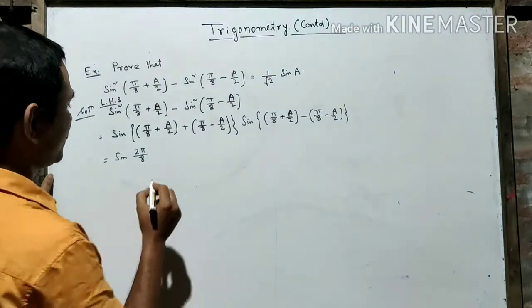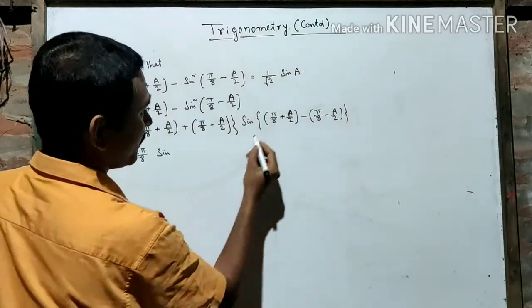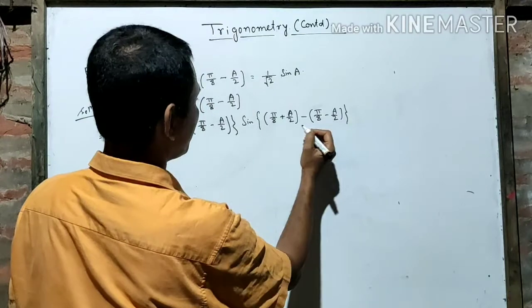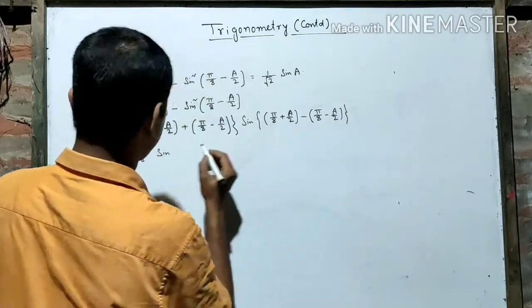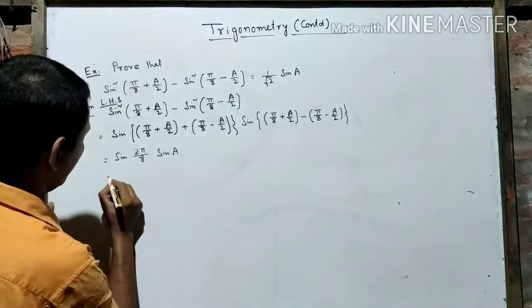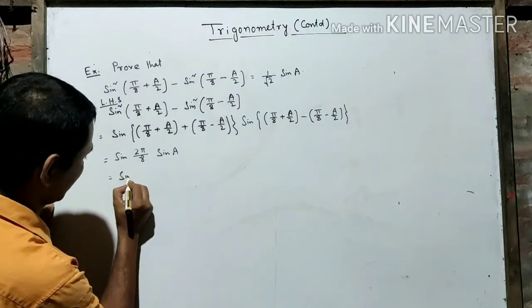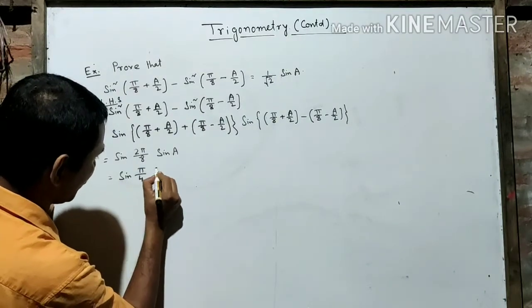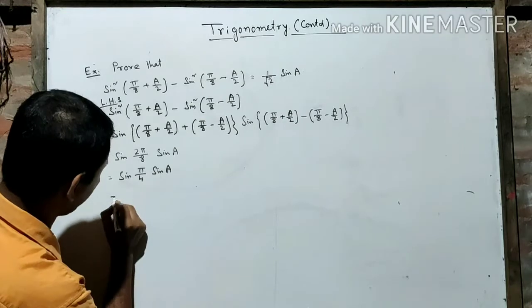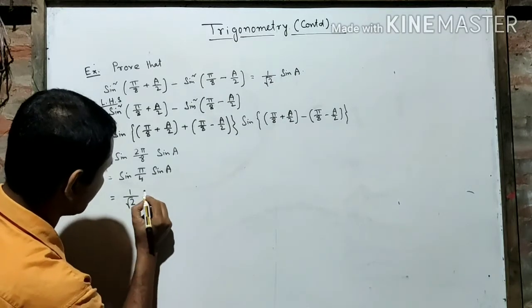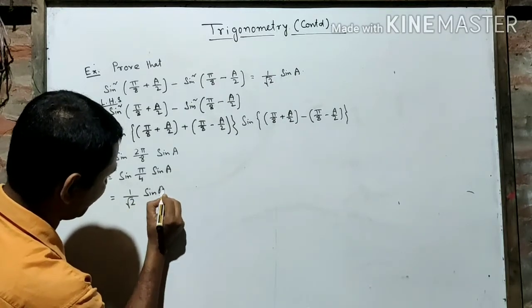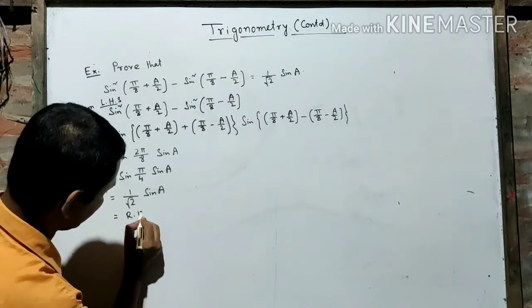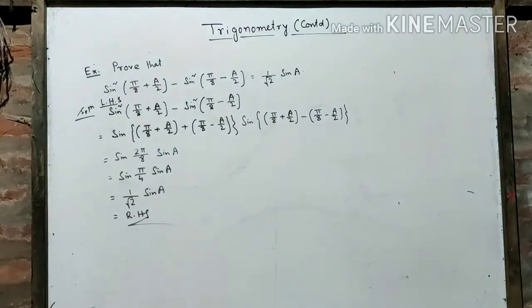2 pi by 8 into sine pi by 8 is cancelled. A by 2 minus, plus A by 2 is 8, so 2 and 8 are cancelled. Sine pi by 4 into sine A. What is sine pi by 4? Sine pi by 4 is 1 by root 2. Pi by 4 means 45 degrees. And this is the right hand side. Okay, so you prove it. It was much easier.